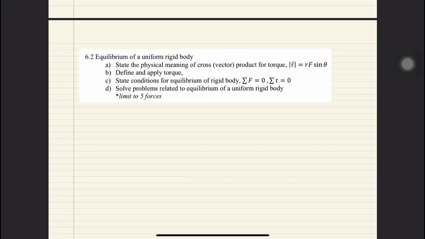First, the objective of this topic is you need to be able to state the physical meaning of cross vector. This is the cross vector, R F. And then define and apply torque, state the condition for equilibrium, and solve problems related to equilibrium of rigid body.